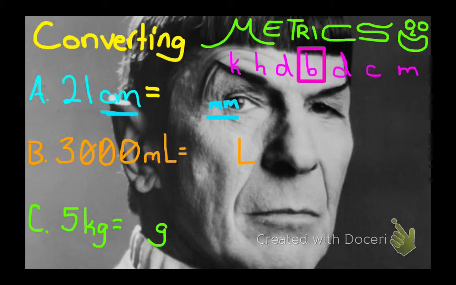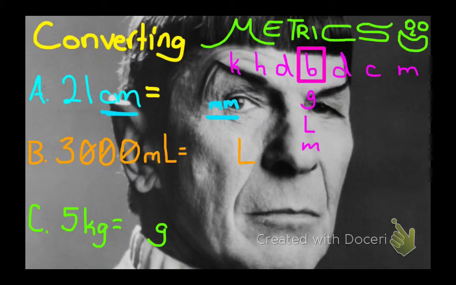The B, so we know the B stands for the base unit. And in this case, we're talking about grams, liters, or meters. And from the right, the KHDBDCM stands for kilo, hecto, deca, and then our base, and then deci, centi, and milli. And those prefixes tell us what we're dealing with.